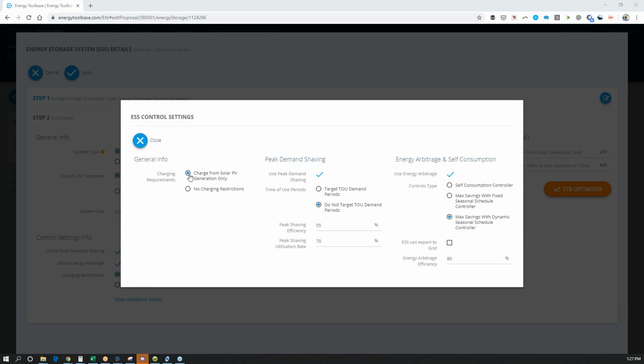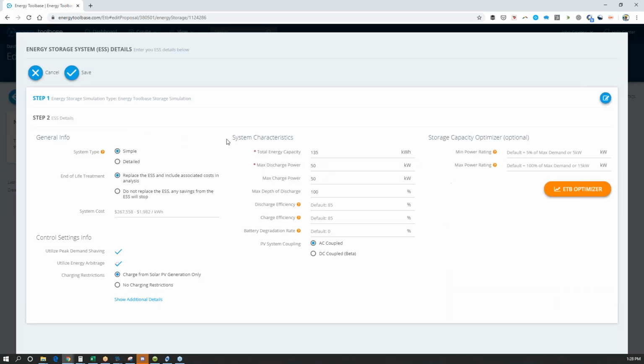And then it says, do we want to charge it from solar only or charge it with no charging restrictions? We're going to start out with solar only and factor in the value of the tax credit. And we're going to turn off energy arbitrage. We're going to look at its optimizer configuration and get some insight into what system sizes we should be looking at.